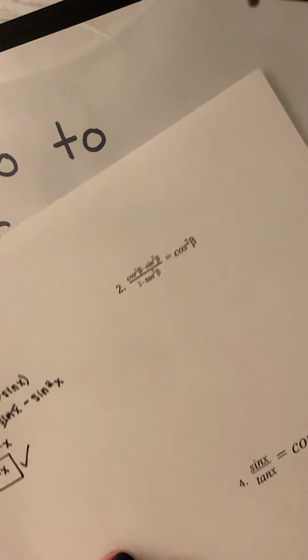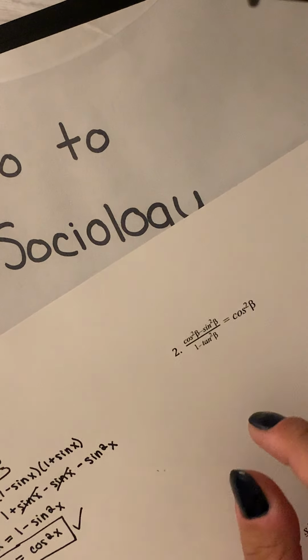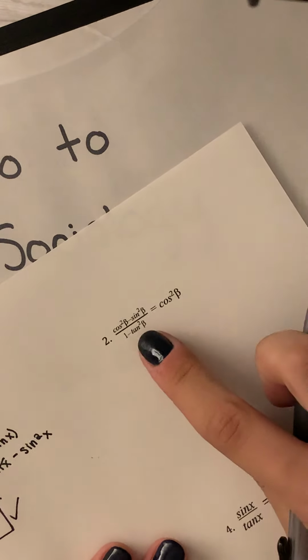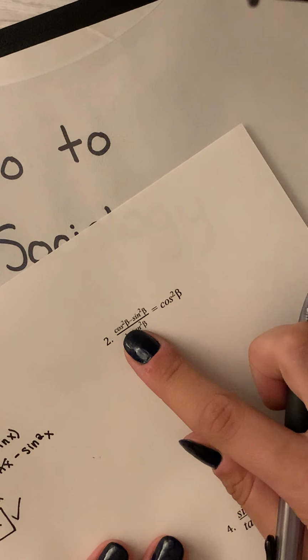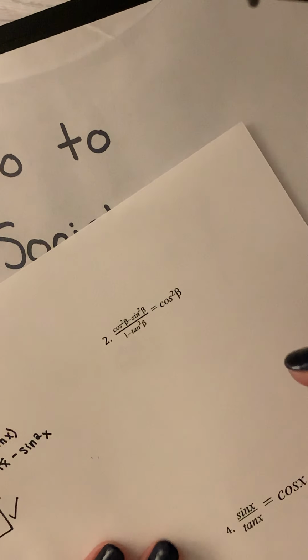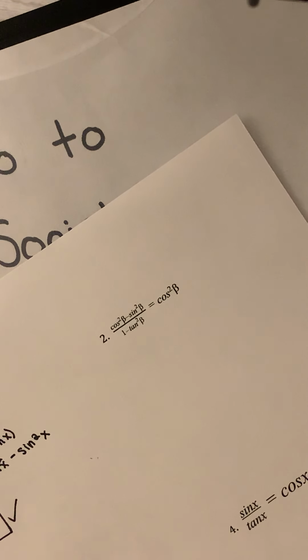Moving on to number 2. You'll notice that they used what's called a beta symbol in the place of either an x or a theta here. So instead of cosine squared x, it says cosine squared beta. That's just another way to represent an angle measure. So nothing weird, just trying to trip you up with the symbols used, but nothing new here. So we can definitely handle this one.